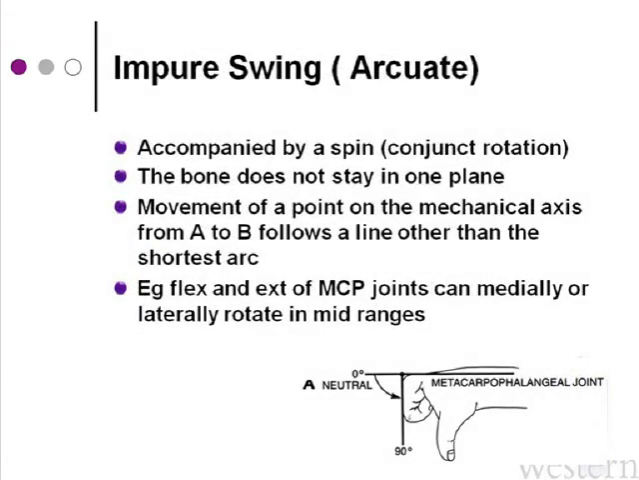An impure swing is more functionally common and useful. An impure swing is one that occurs with an accompanying conjunct spin. Thinking about your first MTP joint, if you were to try to flex or abduct your thumb without allowing the spin to occur, you would be restricted in your range of motion. These spins are important to observe during movement in order to identify abnormalities that might be limiting range of motion.